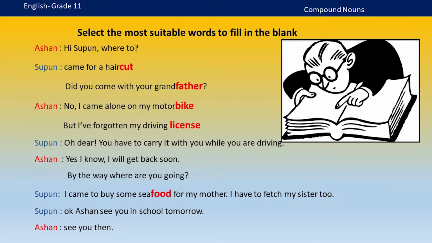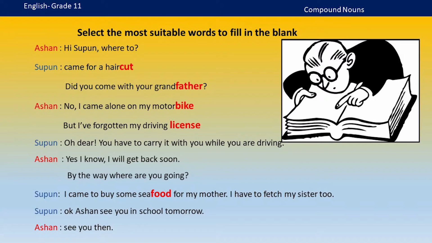Let's look at the dialogue. Hi Supun, where to? Came for a haircut. Did you come with your grandfather? No, I came alone on my motorbike. But I've forgotten my driving license. Oh dear, you have to carry it with you while you are driving. Yes, I know. I will get back soon. By the way, where are you going? I came to buy some seafood for my mother. I have to fetch my sister too. Okay, Ashan. See you in school tomorrow.